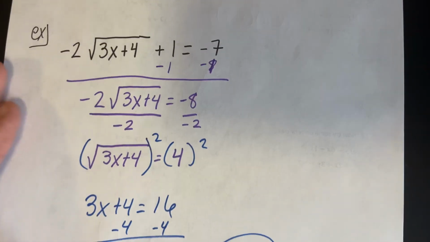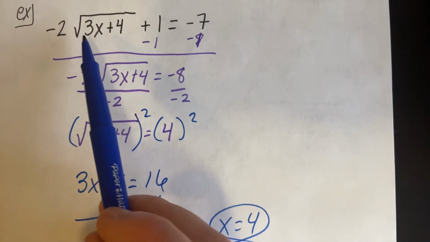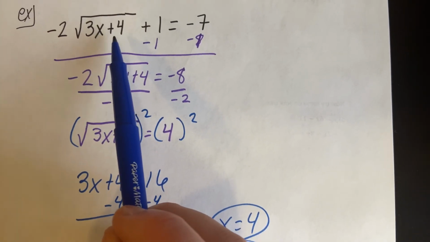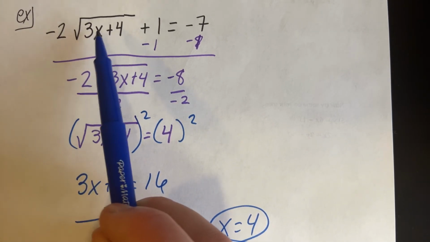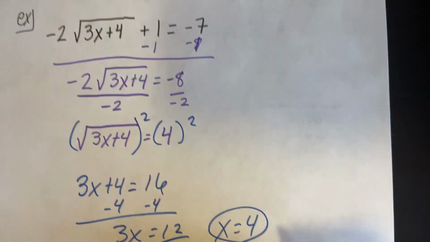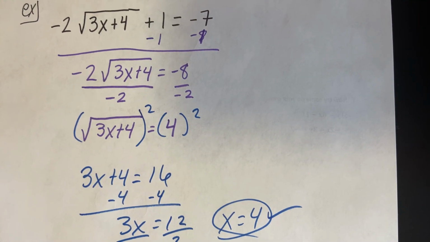So again, double checking our answer. Make sure that 4 does work. 3 times 4 is 12. 12 plus 4 is 16. Square root of 16 is 4. 4 times negative 2 is negative 8. Negative 8 plus 1, boom, yes, we check out. It actually does work and makes our equation true.